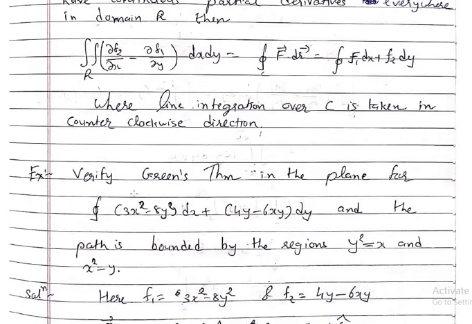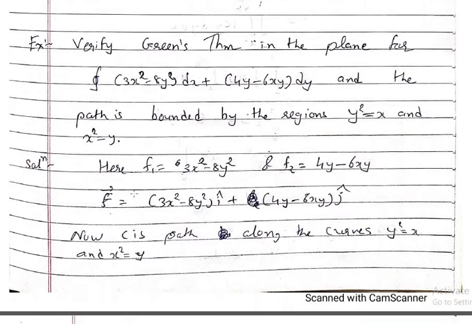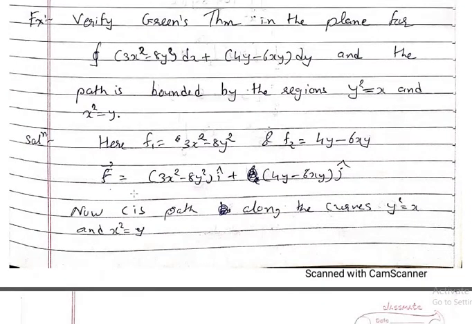Now there are two types of examples. First one is verify, second one is using Green's theorem evaluate something. So first we are going to check the example of verify. Now see, verify Green's theorem in the plane for the integration of 3x square minus 8y square dx plus 4y minus 6xy dy, where the path is bounded by the regions y square equals x and x square equals y.